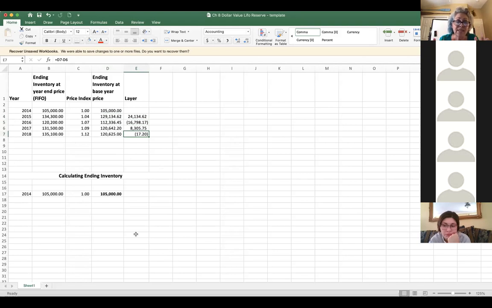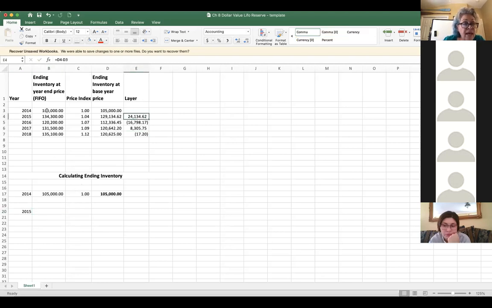So now that I know whether I added a layer based on quantity or liquidated a layer based on quantity, I still use the concepts of Lifo here, and let's determine what we would report on the balance sheet as our ending inventory at dollar value Lifo. So now let's do 2015. And in 2015, I added a layer.